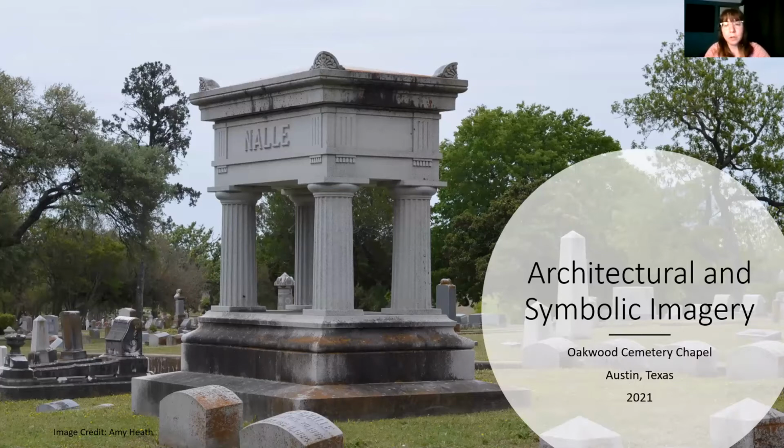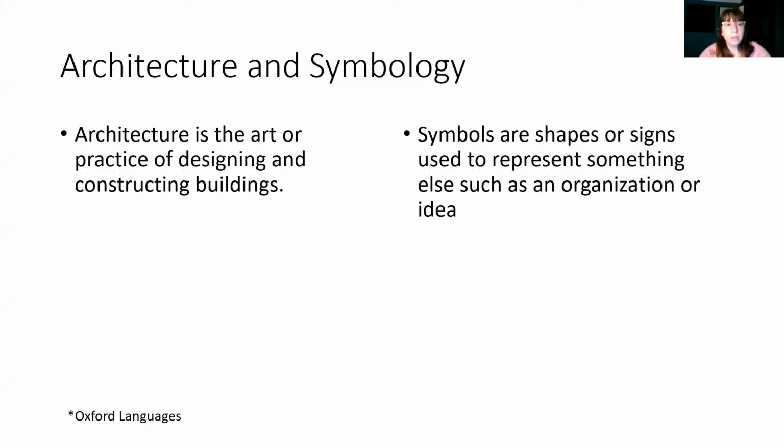Today, we're going to talk about architectural and symbolic imagery found in Oakwood Cemetery. Architecture is the art or practice of designing and constructing buildings. Symbols are shapes and signs used to represent something else, such as an organization or an idea.